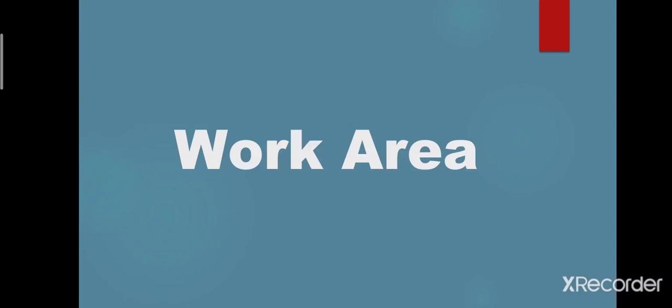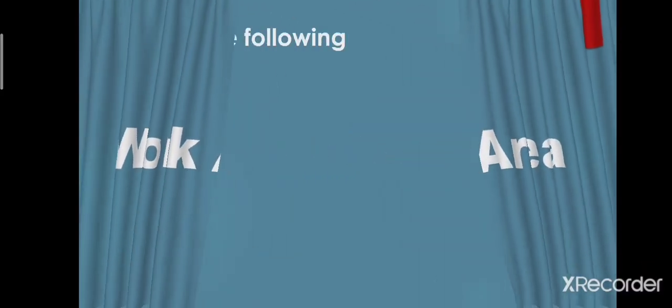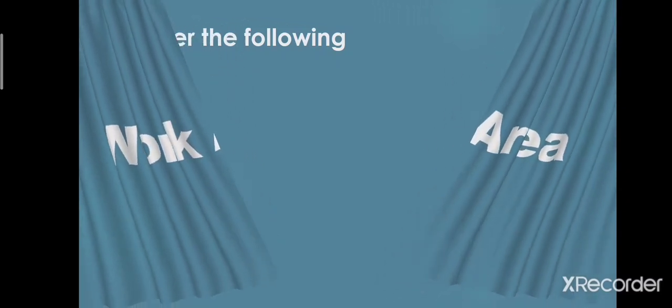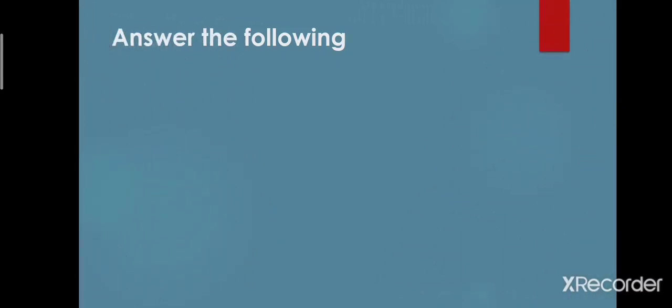Now children, it's time for work. Take out your copies and start doing today's work. Draw margins, make a title page of this chapter. Let's see what the work area is composed of. Answer the following. Let's start. Write the question with blue color, write the date of today, and do neat and tidy work.